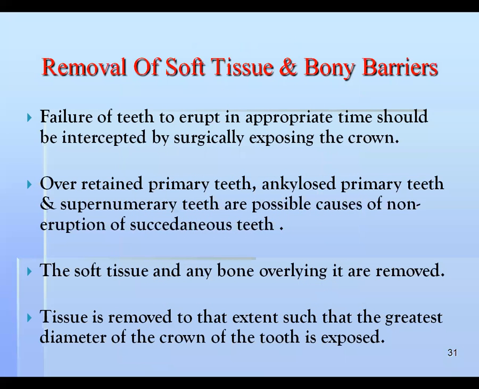Then removal of soft tissue and bony barriers. Failure of teeth to erupt at the appropriate time should be intercepted by surgically exposing the crown. Over-retained primary teeth, ankylosed primary teeth, and supernumerary teeth are possible causes of non-eruption of their succedaneous teeth. The soft tissue and any bone overlying it are removed to such an extent that the greatest diameter of the crown of the tooth is exposed.